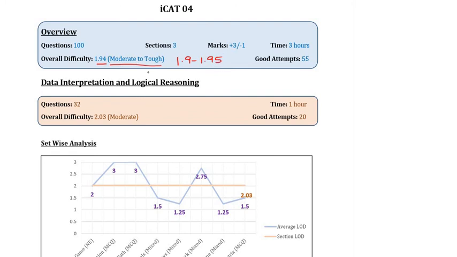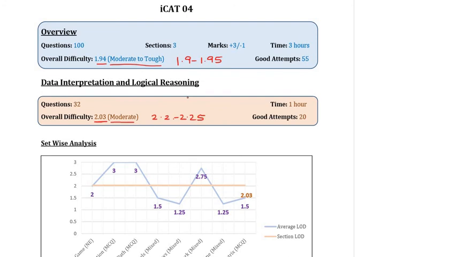Let's have a look at the DILR section now. In this particular mock, the DILR section was rated at a difficulty level of approximately 2.03 or just about 2, which can be classified as moderate as per CAT standards. Now, a difficulty of 2.03 for maths or verbal would be classified as tough, but here it is classified as moderate because in CAT, the difficulty typically is between 2.2 to 2.25. So in that sense, this was significantly easier compared to the actual CAT.